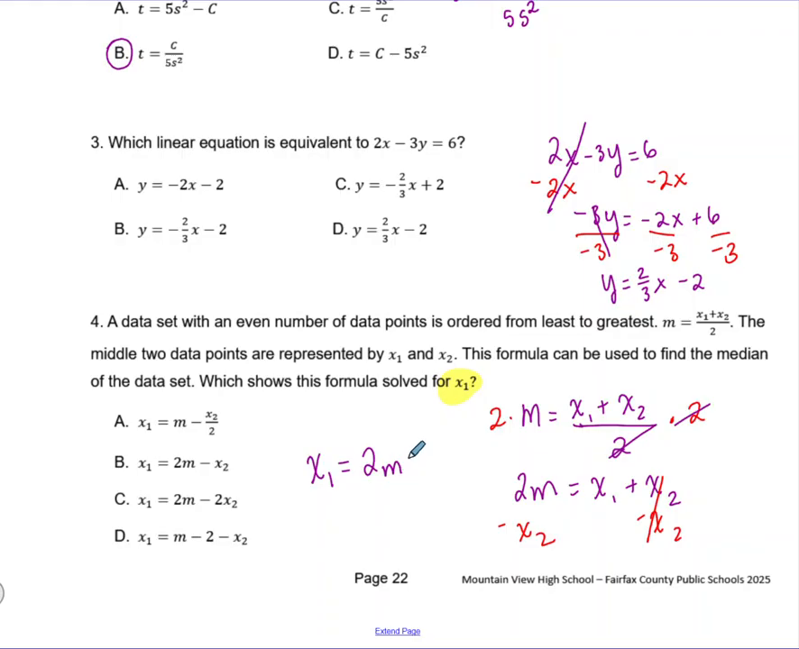2m. I don't know why I wrote it like that, sorry. 2m minus x2. 2m minus x2. There you go.